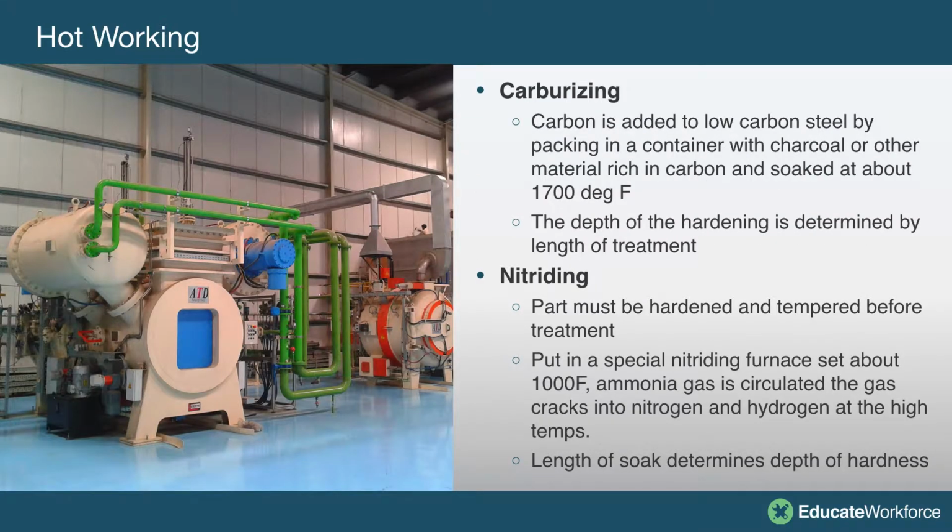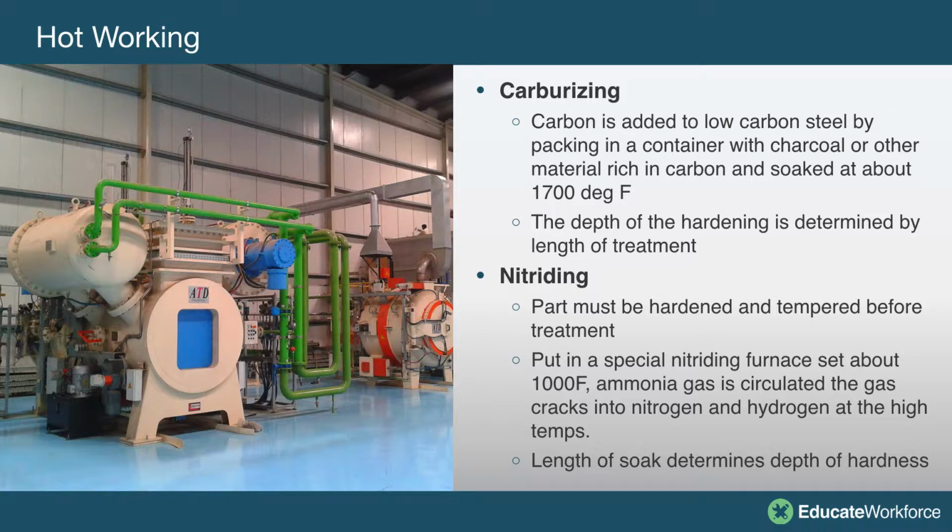Carburizing. This is a form of surface hardening. Carbon is added to a low carbon steel by packing it in a container with charcoal or other material that's rich in carbon. Then it's soaked for about 1700 degrees. The length of time you soak it is going to determine the depth of the hardening process.